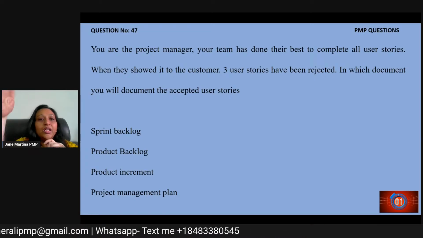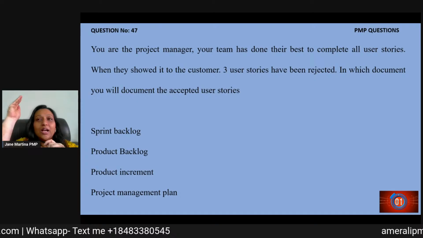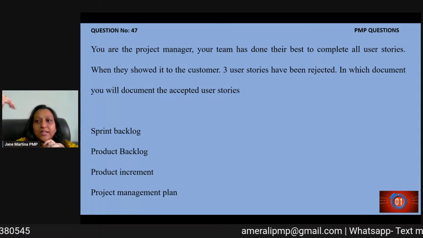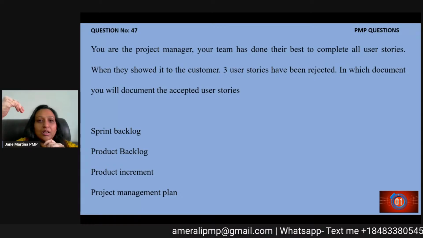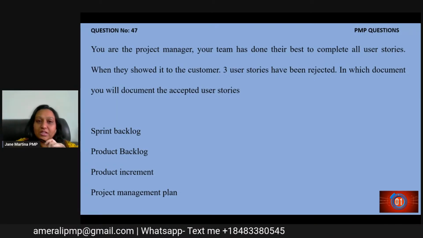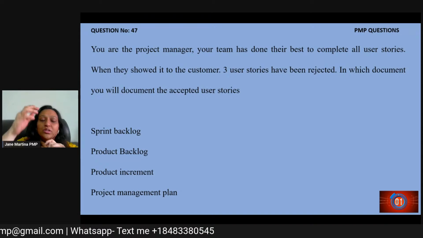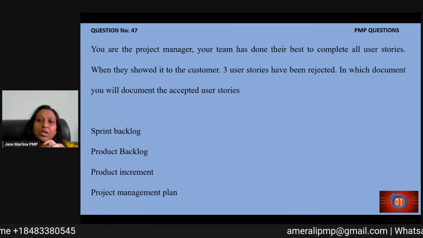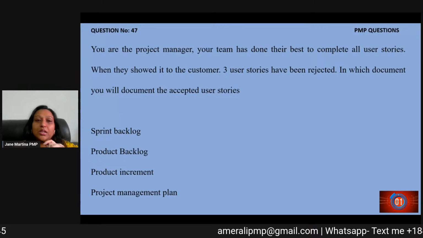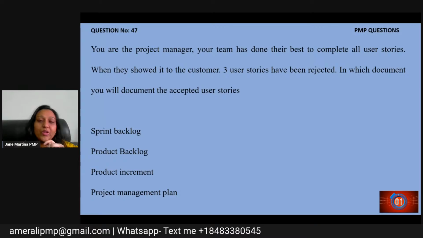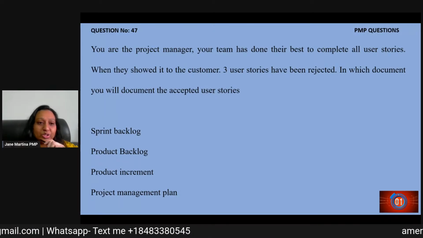All right. So let's again use our 7-step formula. The first thing is this question falls under the agile project life cycle. So when it is agile and they are asking where the accepted user stories will be documented, or which document it will go into, this seems to be a direct question.